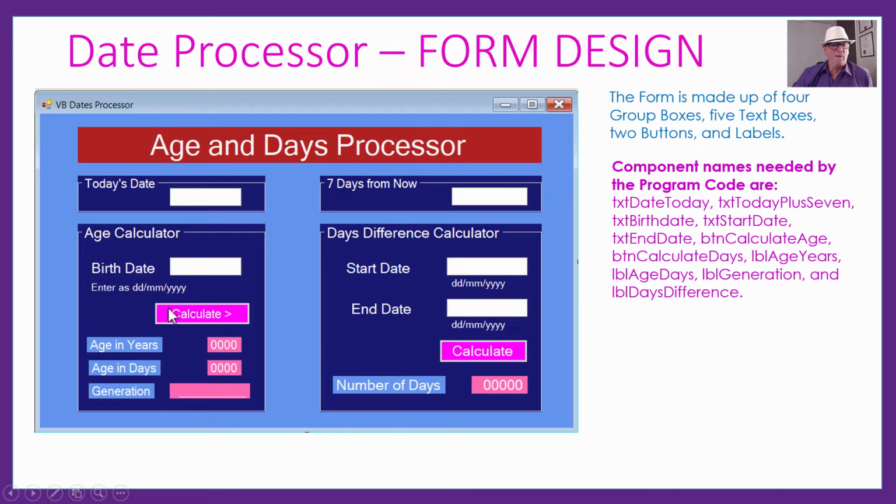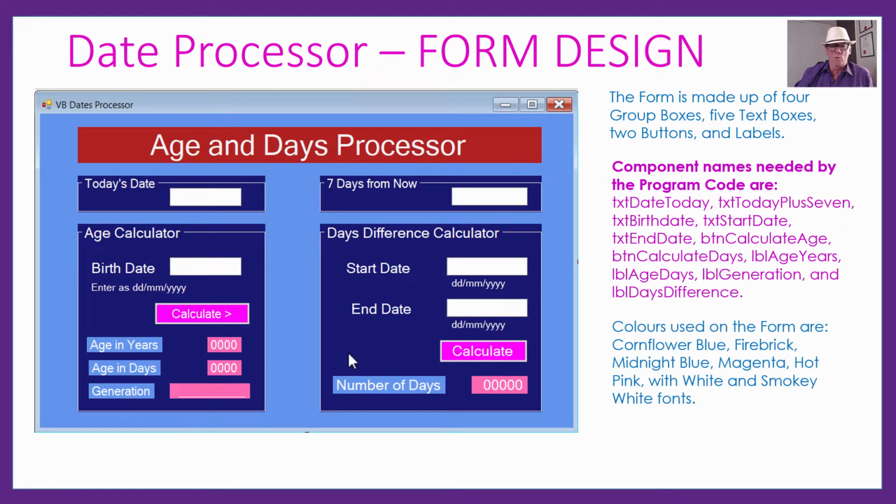We've got buttons here. This age calculator has its calculate button, which is called btnCalculateAge, and over here for the days one, that's called btnCalculateDays. And then we've got labels here where results are coming out. So we've got lblAgeDays, lblAgeYears, lblGeneration, and lblDaysDifference. Those things will need to have those special names, or they won't match up with the program code and work.